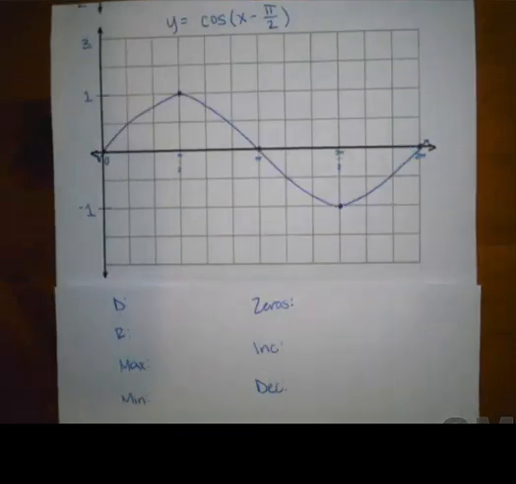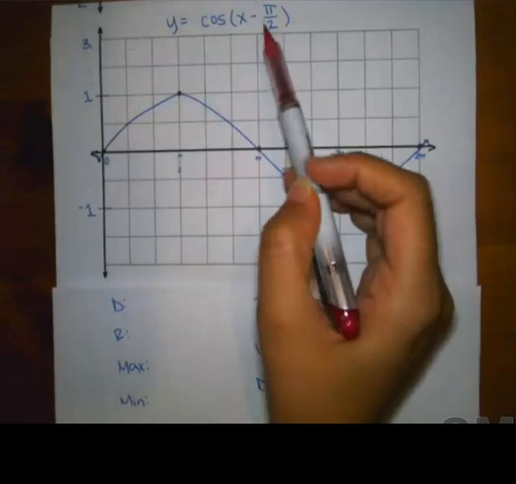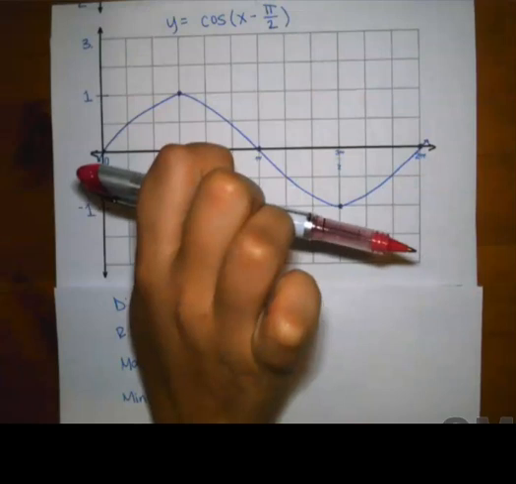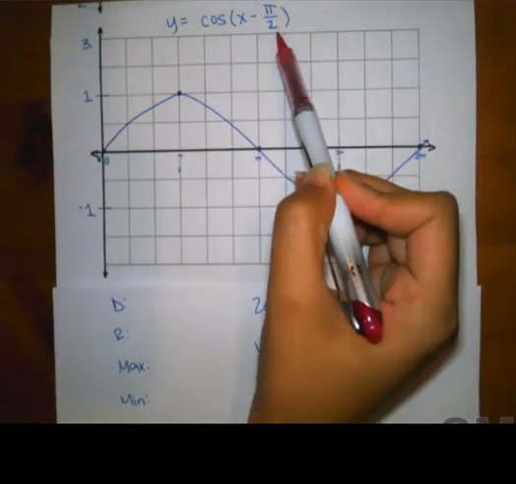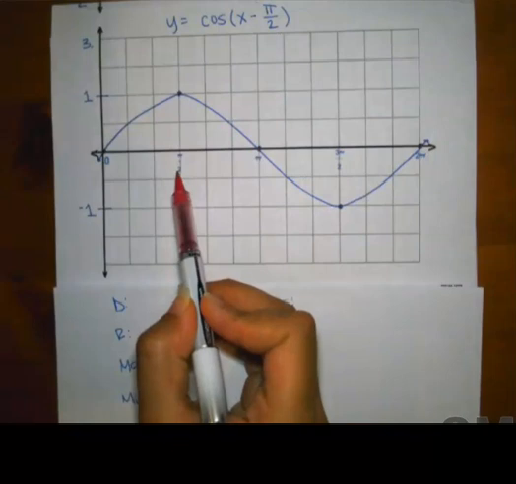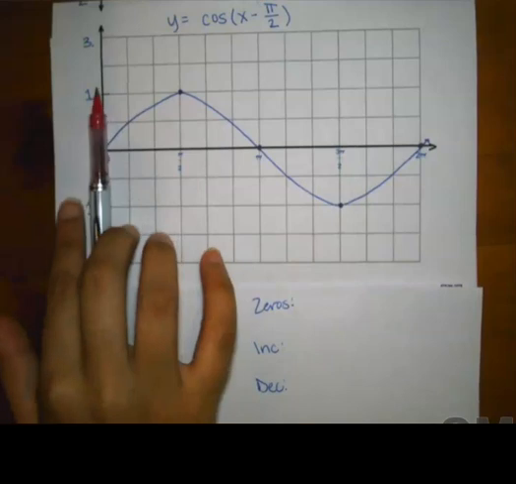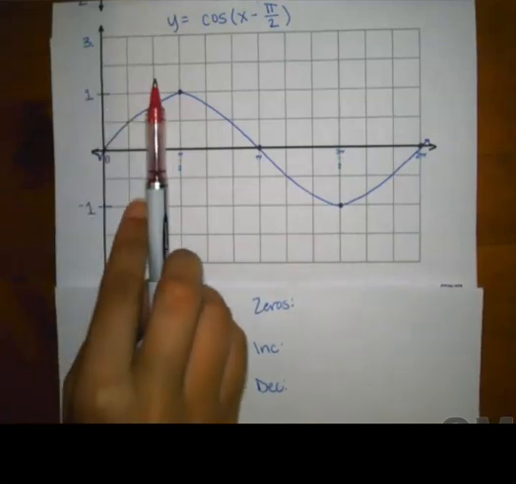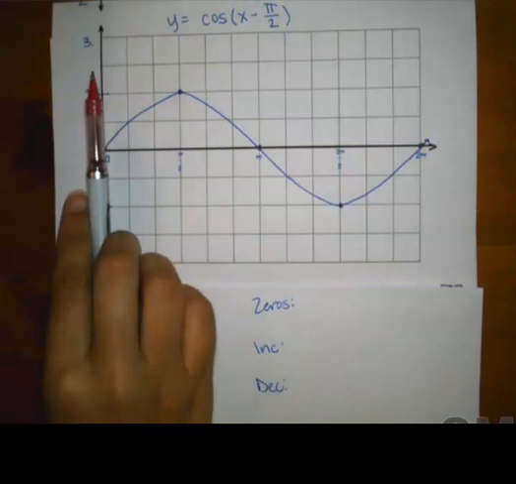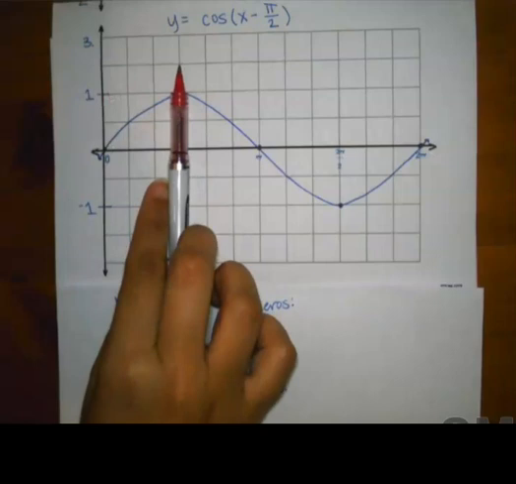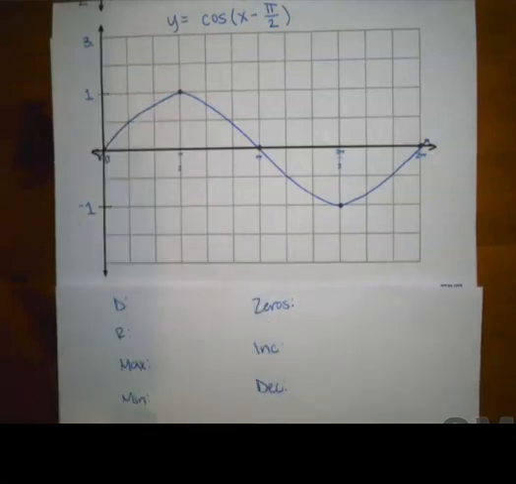For our second example, we have y equals cosine of x minus pi over 2. Since we have a negative sign here, it means we're shifting to the right, and we're going to the right pi over 2 units. So here's pi over 2, which means normally this is all the way over here, but it's been shifted over, so now the start of our graph, which was normally at the y-axis, is now at pi over 2. Still the same graph, just moved over.